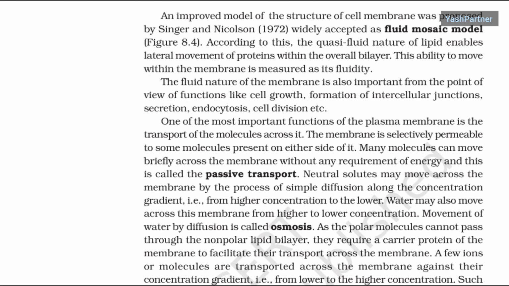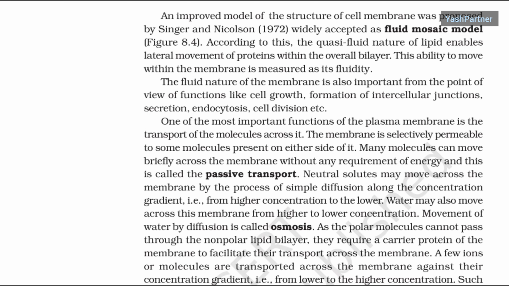An improved model of the structure of the cell membrane was proposed by Singer and Nicolson in 1972, widely accepted as the fluid mosaic model, Figure 8.4. According to this, the quasi-fluid nature of lipid enables lateral movement of proteins within the overall bilayer. This ability to move within the membrane is measured as its fluidity. The fluid nature of the membrane is also important from the point of view of functions like cell growth, formation of intercellular junctions, secretion, endocytosis, cell division, etc.